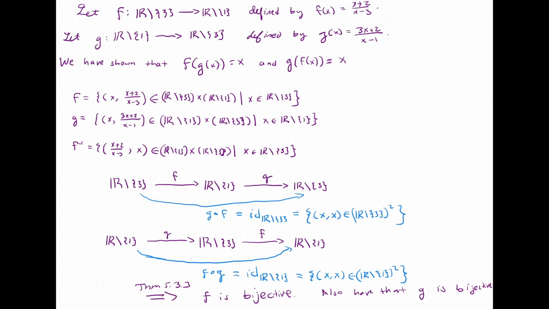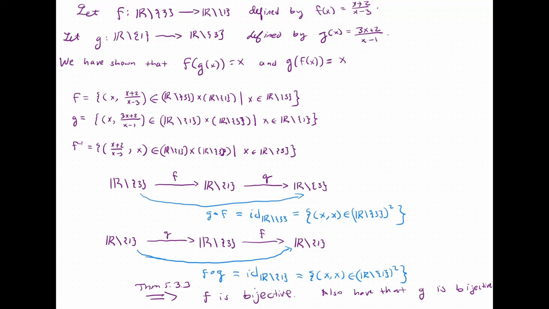But now, from a theoretical standpoint, can we deduce that g is in fact the inverse function based only on the fact that g compose f is equal to the identity on the real numbers minus the set containing 3, and f compose g is equal to the identity on the real numbers minus the set containing 1? And the answer is yes.